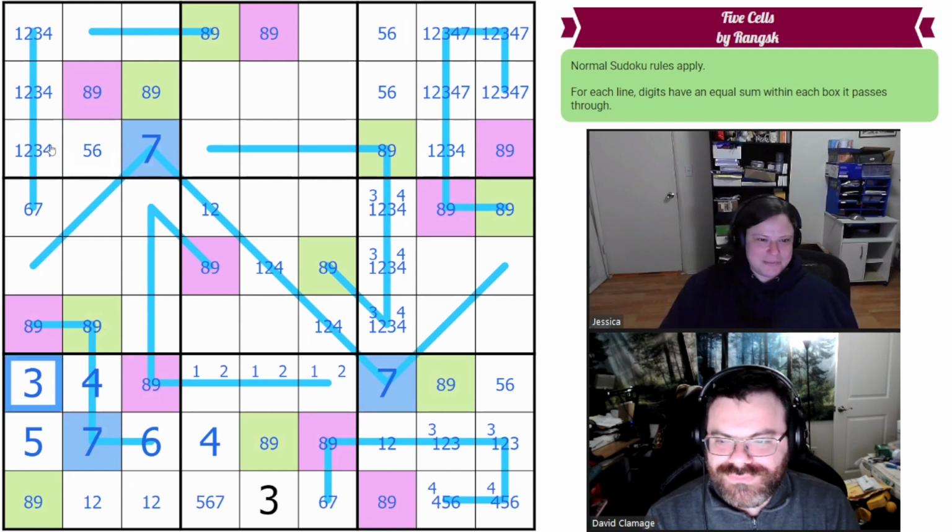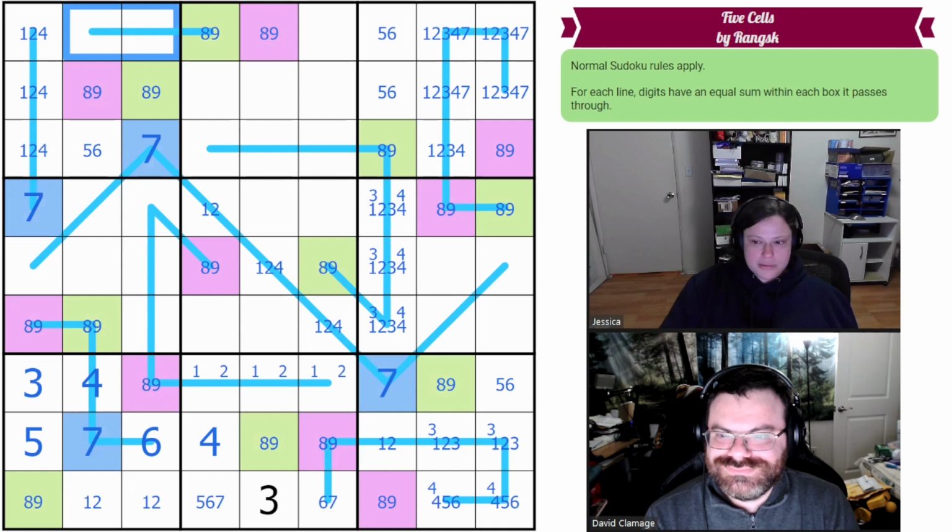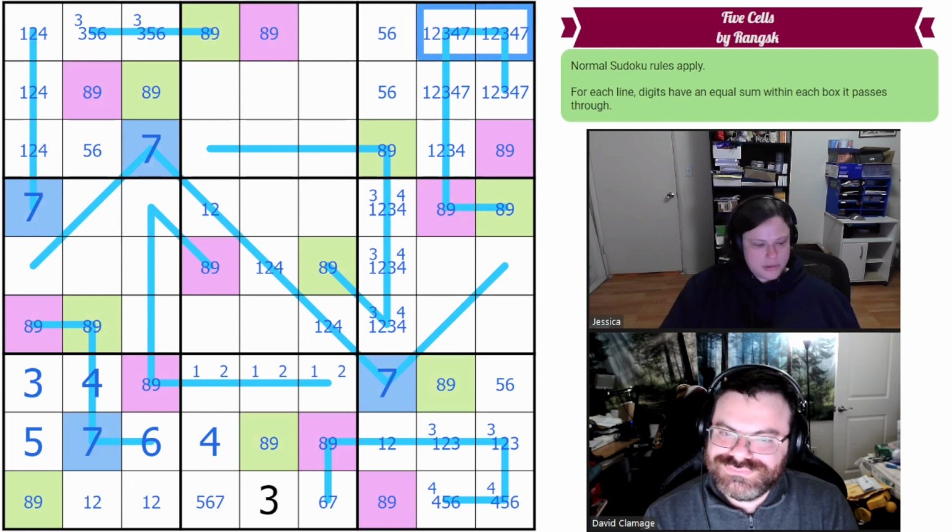Oh, there's a 3 here. That's helpful. 7. And it's going to be blue. So that makes this 3, 5, or 6, which is less useful. These are not 3s. I probably didn't need to pencil mark all that, but it felt like progress, so I did.